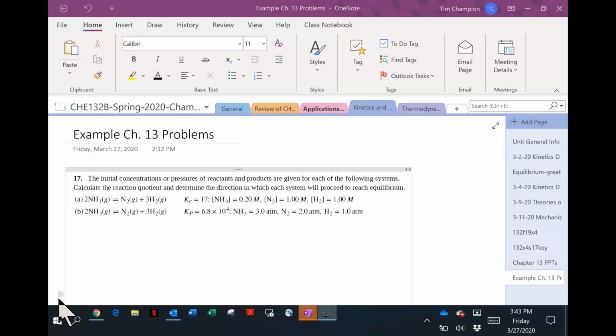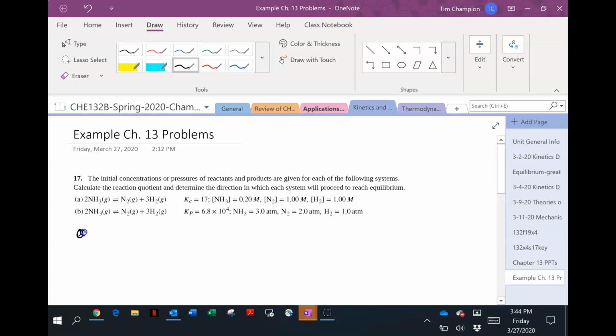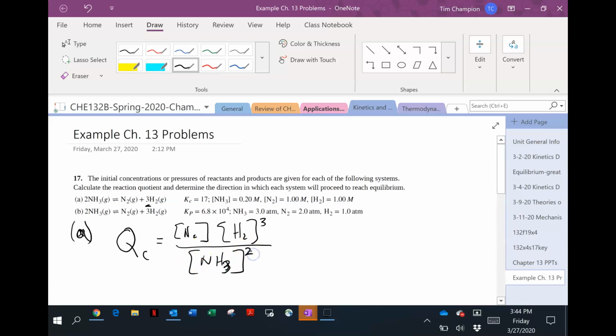A and B under 17 here are the same equilibria, and we're asked to evaluate the reaction quotient and determine the direction they'll proceed. Okay, so for A, we're going to write the Q expression for this. We want Qc. It's going to be N2 concentration, since it's C, times H2 concentration raised to the third power because of the coefficient, divided by ammonia's concentration squared because of that coefficient there.